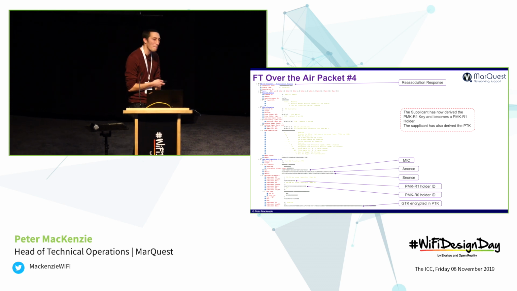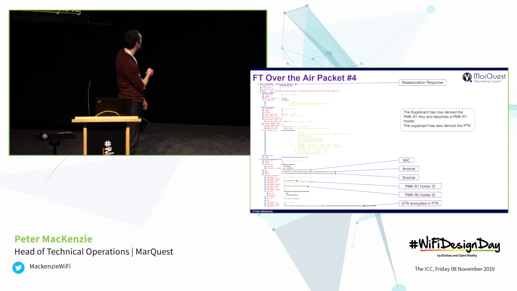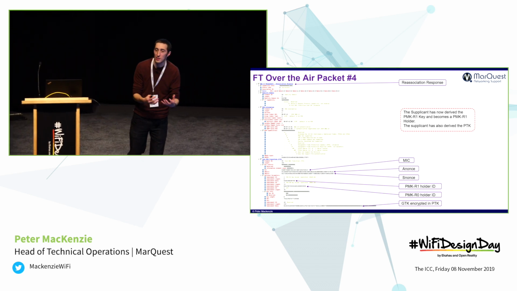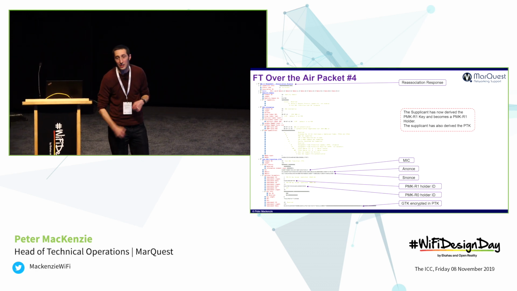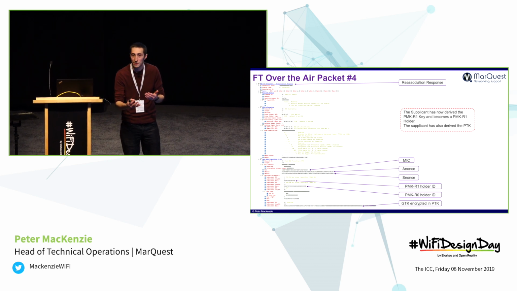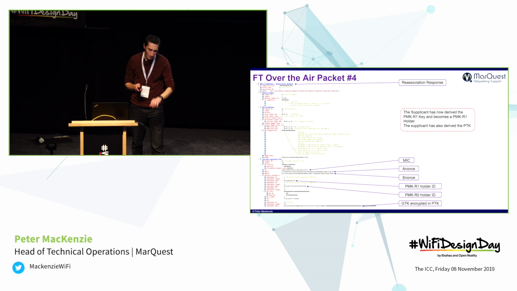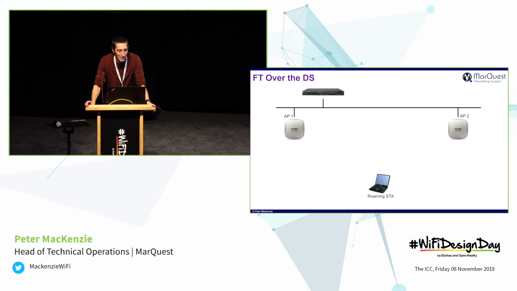In the next one, it's a bit bigger, because this has the authenticator MIC in here, which is up here, but it also includes a key. And this is what we call the group temporal key. It's a key that the access point uses to encrypt broadcast and multicast traffic. And it's got to send it to the client. So it encrypts it in the key they've just negotiated and sends it in the last four-way handshake packet. So that is our over-the-air. Let's have a quick look at over the DS and see how that works.